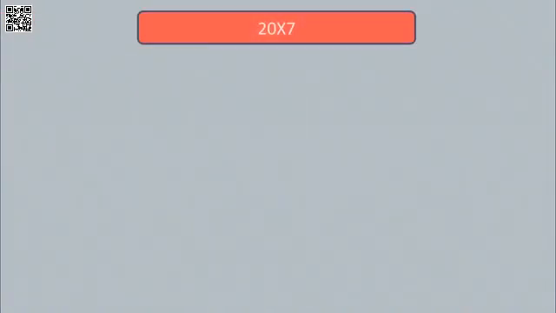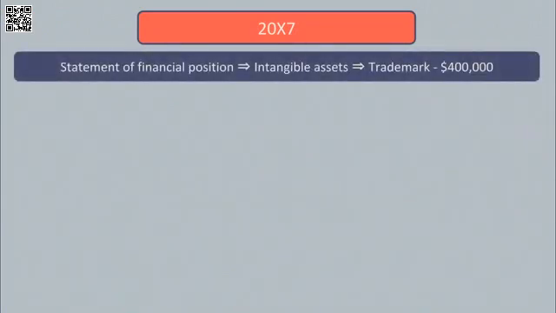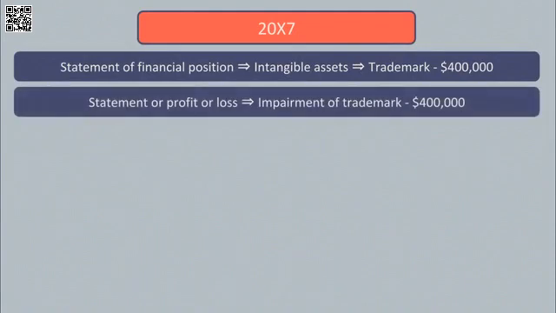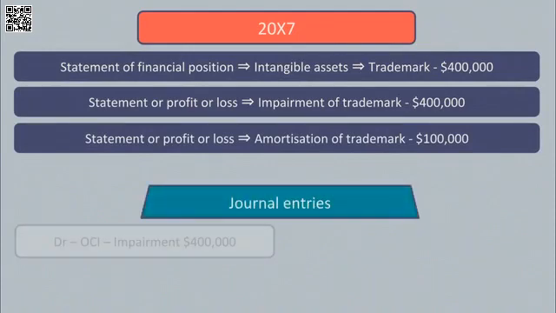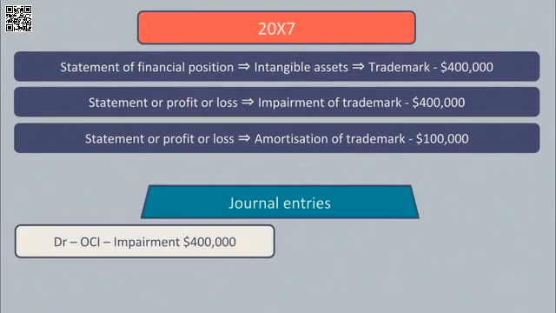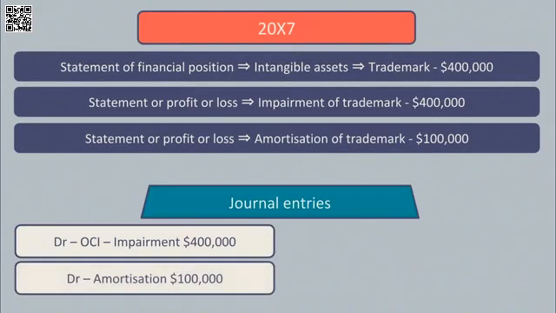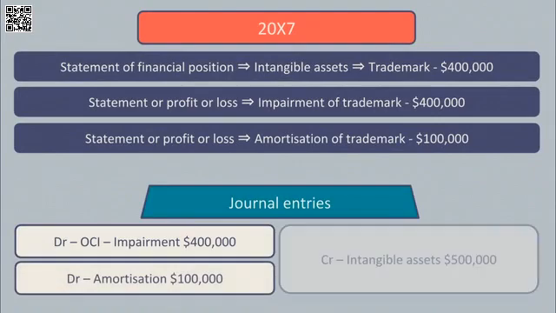So for the year ended X7, the statement of financial position would read intangible assets, trademark, $400,000. The statement of profit and loss would read impairment of trademark, $400,000, amortization of trademark, $100,000. The underlying journal entries: debit the impairment of the trademark by $400,000. Note this is a statement of other comprehensive income. Debit the amortization of intangible assets by $100,000 and then credit the intangible asset by $500,000.